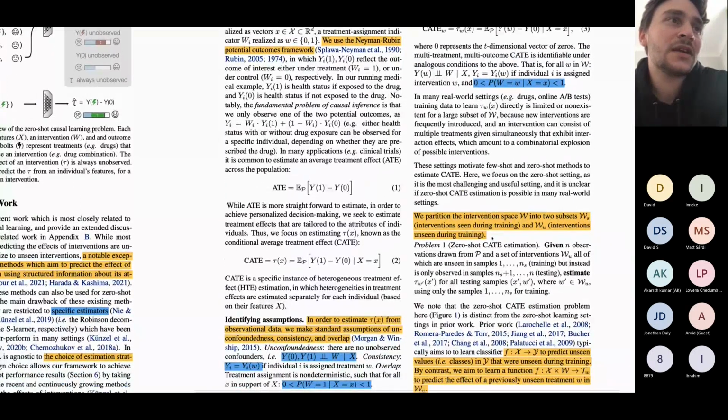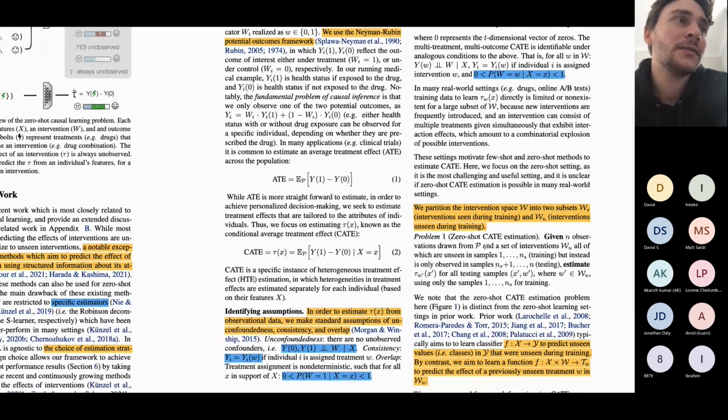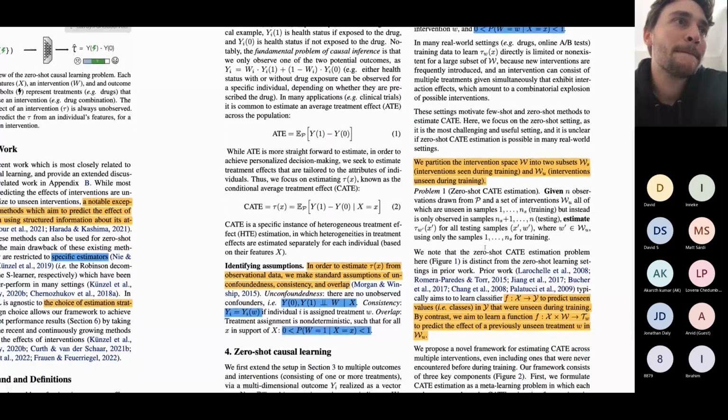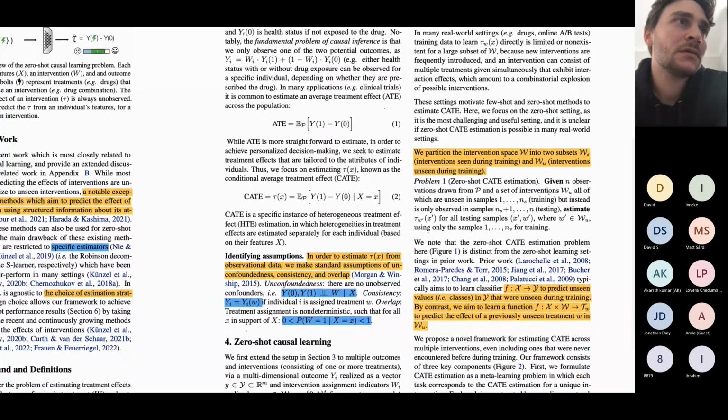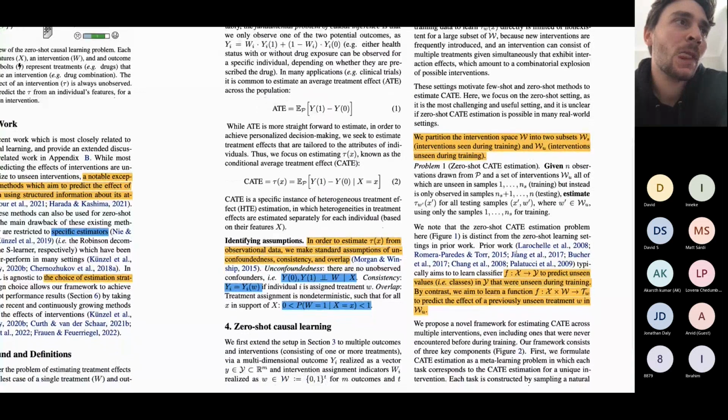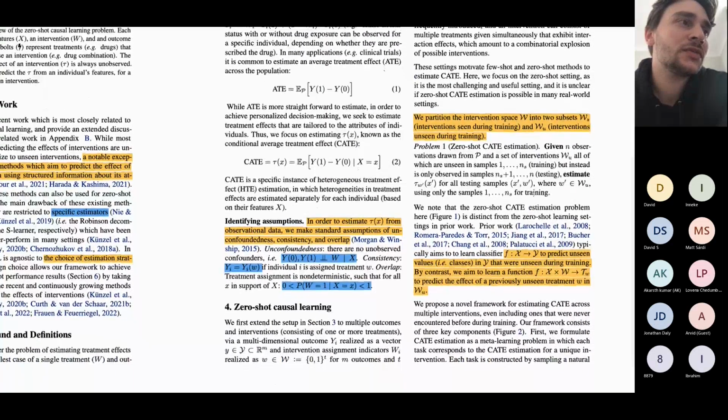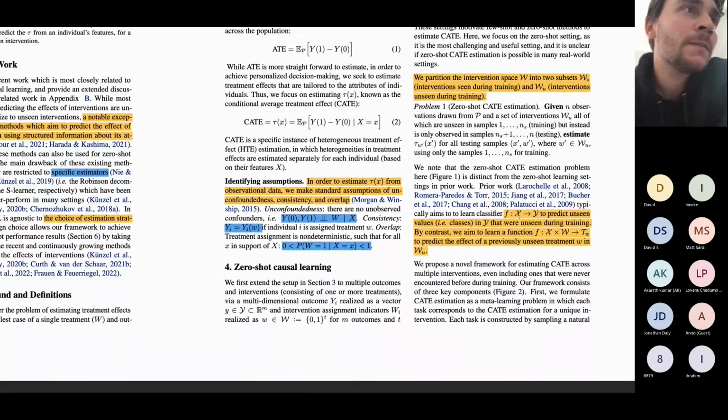And for this problem setting, like we said before, they separate their training and validation set from their test set based on seen interventions and unseen interventions. Seen interventions are ones that are seen during training and validation, and unseen interventions are ones that are not seen in training and validation. Okay, yeah, they're just introducing problem one.